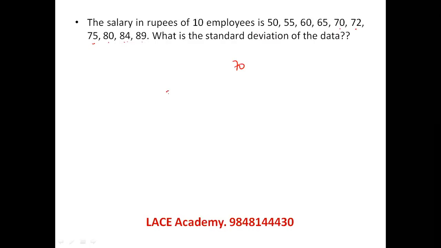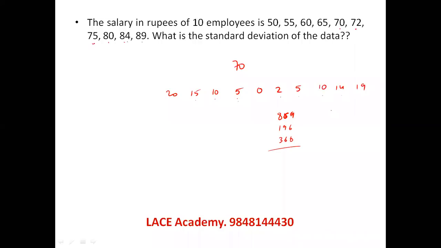So let's see the deviations. 20, 15, 10, 5, 0, 2, 5, 10, 14 and 19. We have to take the square of these things. 400 plus 15 square, 225, 625 plus 100, 725 plus 25, 750 plus 4, 754 plus 25, 779 plus 100, 879 plus 14 square is 196, 19 square is 361. When I add them, I can say this is 860 if I put a 0 here. 860 plus 360 is 1220. 1220 plus 196. 1220 plus 200, let's say 1420, so 1416.